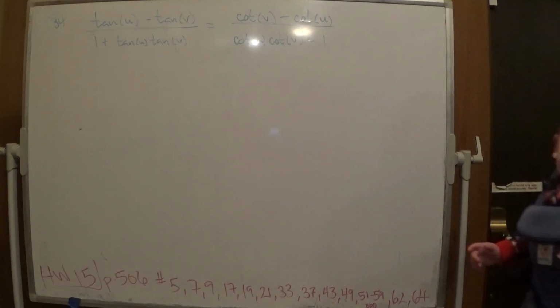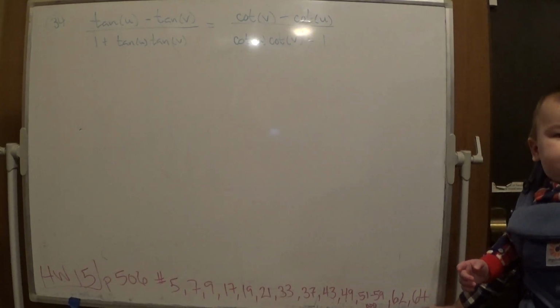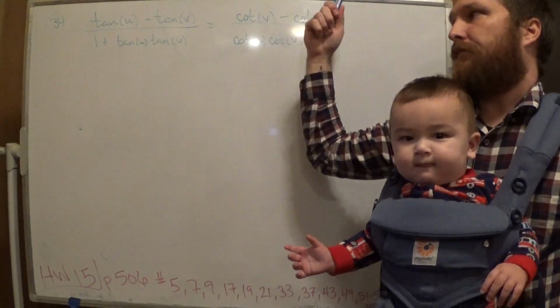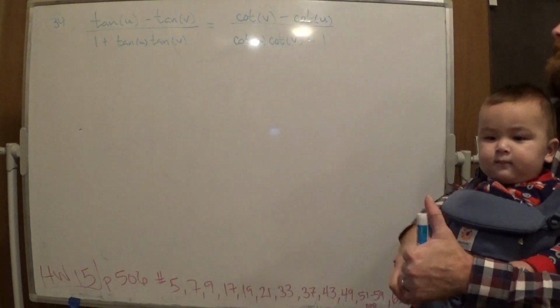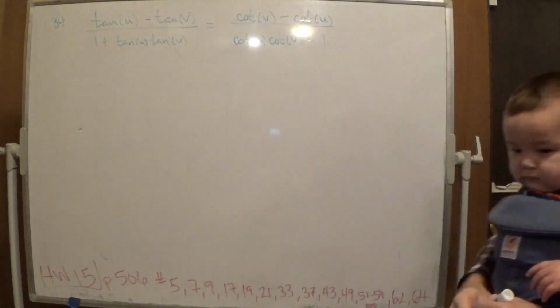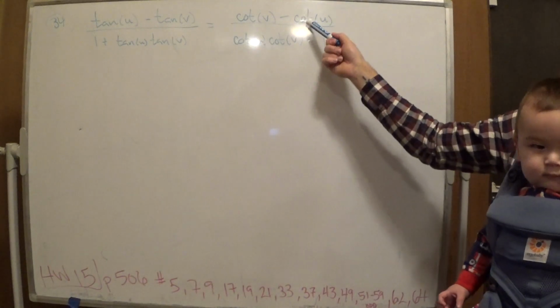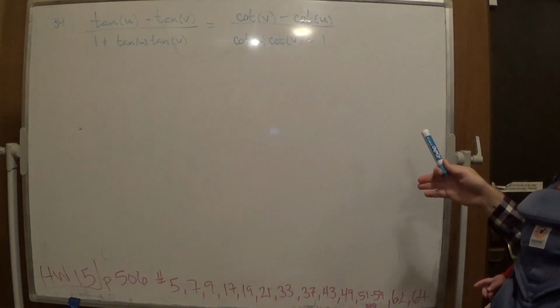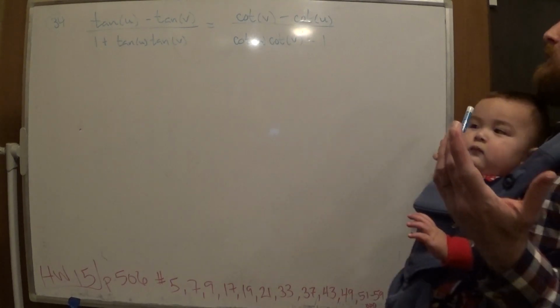Okay. So you noticed, right? We can't just combine them. These are different things, because U is not V. Unless it is, in which case it reduces down to 0 equals 0. But we don't know that. So what I'm going to do is this. I noticed that we could rewrite cotan in terms of tan. So maybe that's where I'm going to start.